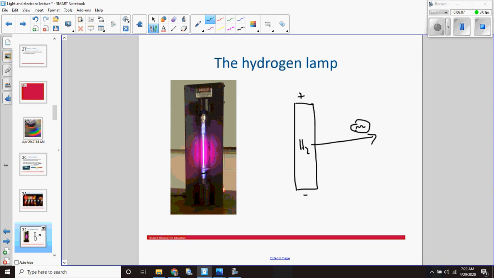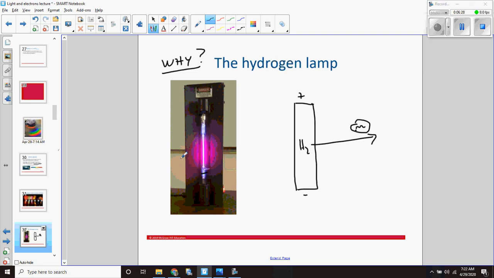So obviously scientists are a pretty curious bunch, and they really want to explain this. Why is hydrogen doing this? If I take a gas like this and put a lot of electricity through it, why does it glow? And not just glow, but look at this thing. It's purple. It gives off purple light.